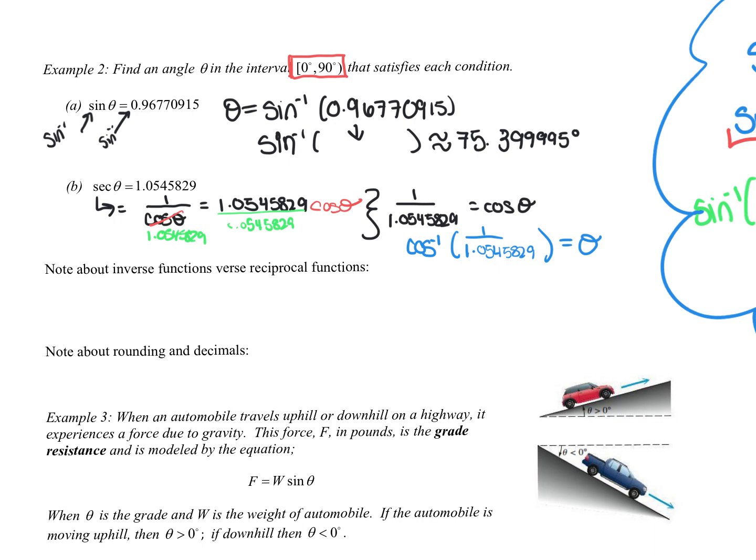So in your calculator, you're going to press second and that arc cosine button. Then it opens a parenthesis. You're just going to press 1, divide by, and you're going to type the 1.05455829, and it should spit an answer back out to you. So theta is approximately 18.514704 degrees.